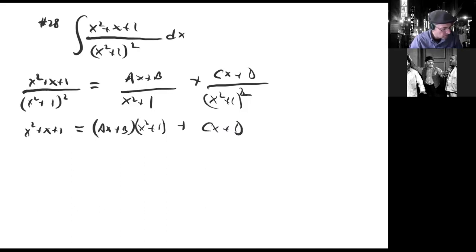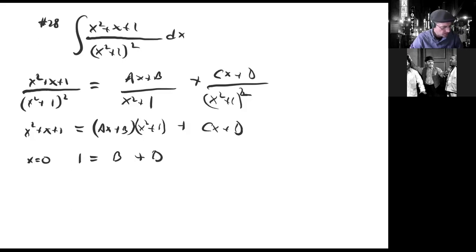Okay, so now there's no obvious test points to use here, so I'm just going to take, for example, x equals 0 and see what that gives us. If we choose x equals 0, the left side becomes 1, and the right side becomes a times 0 plus b is b times 1 plus d. So b plus d is equal to 1.